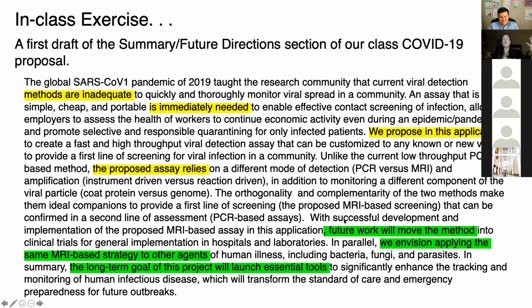Let's talk about the future direction. With successful development and implementation of the proposed MRI-based assay in this application, future work will move the method into the clinical trials for general implementation in hospitals and laboratories. In parallel, and by the way, I just made this up, so I don't know if Ed approves, we envision applying this MRI-based strategy to other agents of human illness, including bacteria, fungi, parasites. Why not, right? In summary, the long-term goal of this project will launch essential tools to significantly enhance the tracking and monitoring of human infectious disease, which will transform the standard of care and emergency preparedness for future outbreaks.